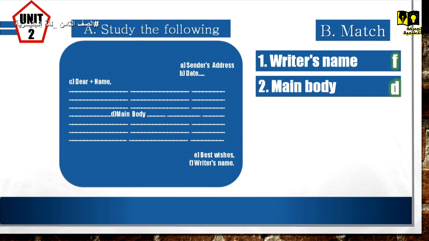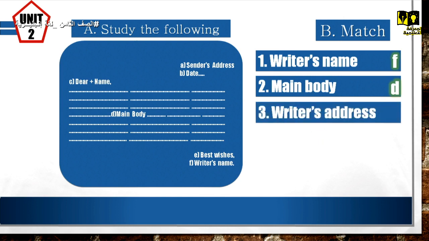You can write 3 lines, 4 lines, 5 lines, but the other parts of a letter are only 1 or 2 lines. You see, your address here may be 2 or 3 lines, but the date only in 1 line. Dear Fulan, only in 1 line. Best wishes, only in 1 line. And the writer's name, only in 1 line. But the main body should be in several lines because it is the topic of the letter.